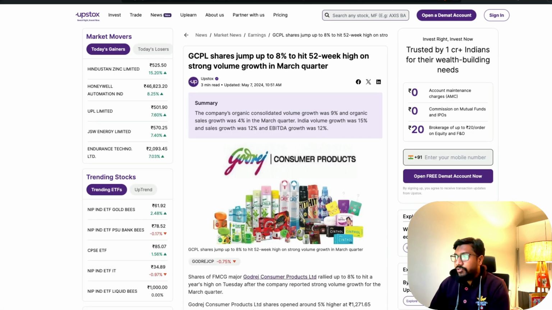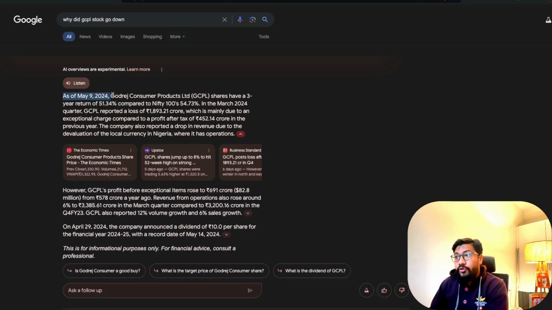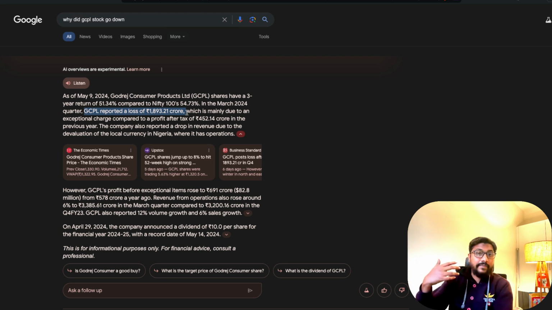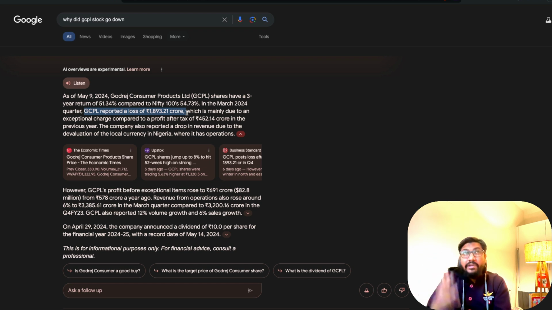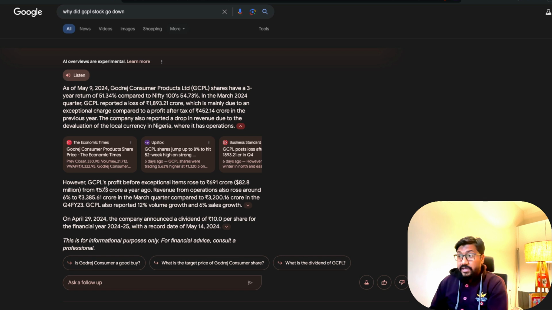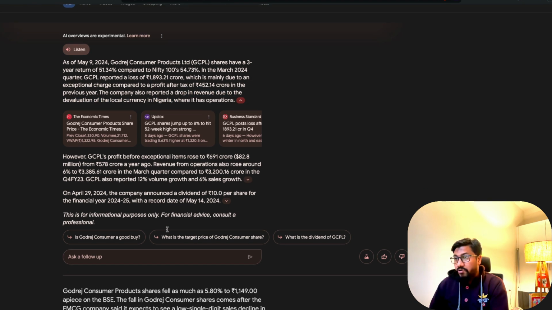Okay, I clicked this link. It says as of May 9, 2024, Godrej Consumers Limited shares have a 3 year return. Okay, I don't need this. GCPL reported a loss of 1,893 crores. If you're watching this outside India, this is crores and lakhs, the Indian way of numbering certain things. So 1 million is 10 lakh rupees, so you can probably understand this. I think 1 crore is like 10 million of whatever the currency is, in this case rupees, which is mainly due to an exceptional charge compared to profit. It also reported a drop in revenue due to devaluation of local currency in Nigeria. And once again, it doesn't give me anything about their Africa business other than a local currency devaluation in Nigeria and no other information.